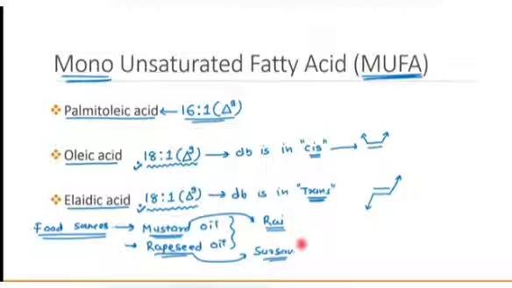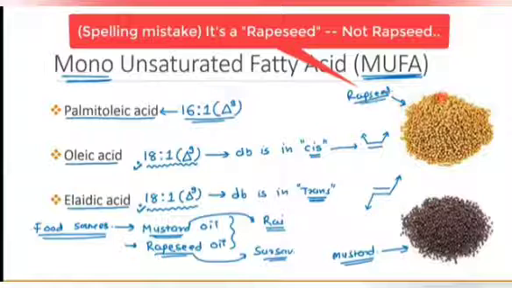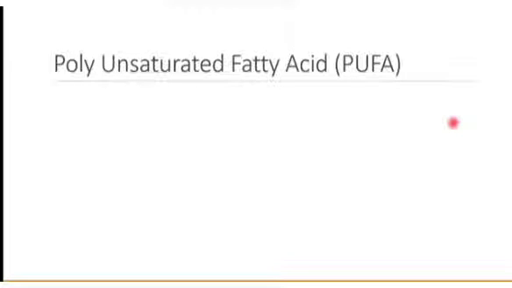So, if you want to look at the picture, this is the mustard, and in Hindi it is commonly known as rai, whereas this is the sarso or rapeseed oil, rapeseeds are there. So in common Hindi it is known as sarso. Okay. So now let's look at the polyunsaturated fatty acids.